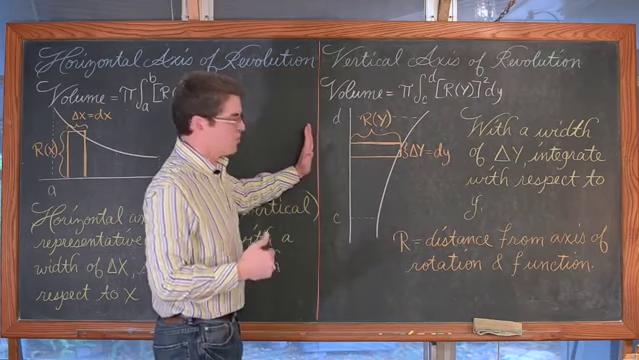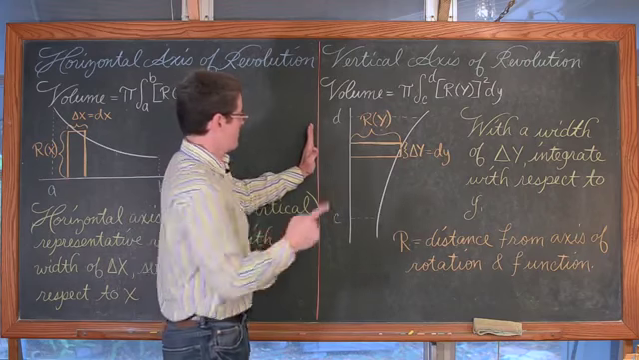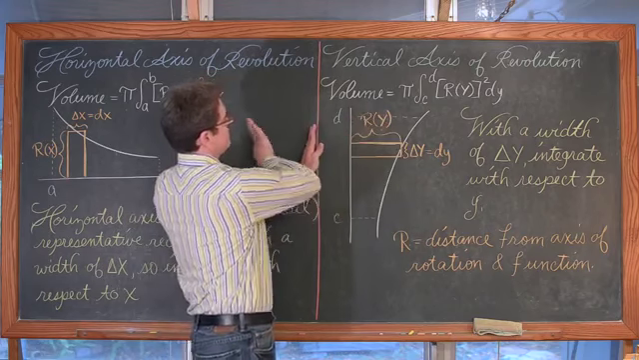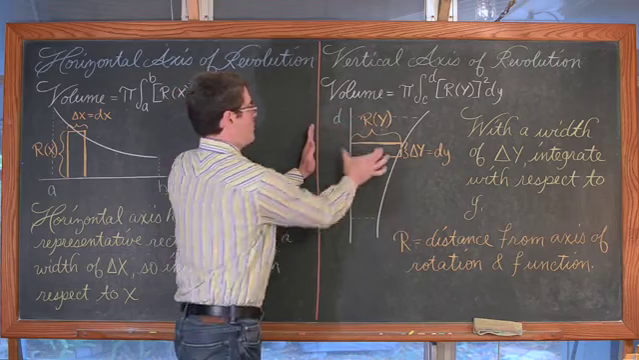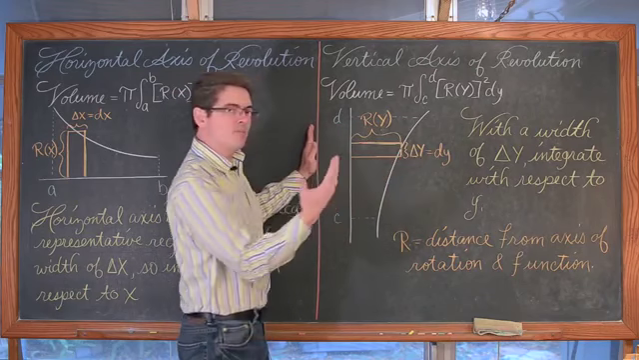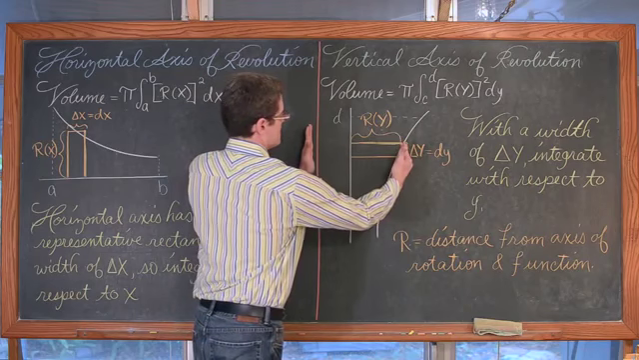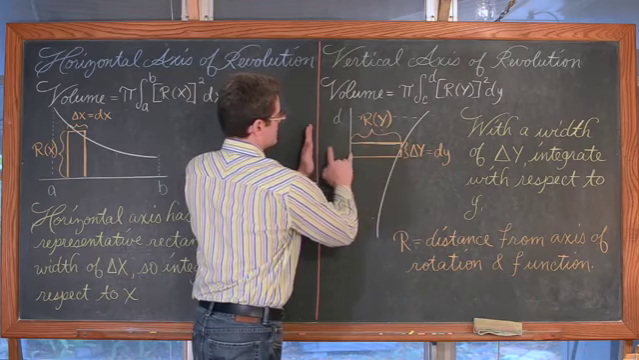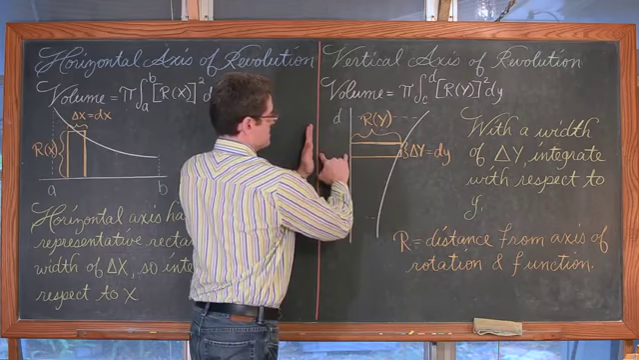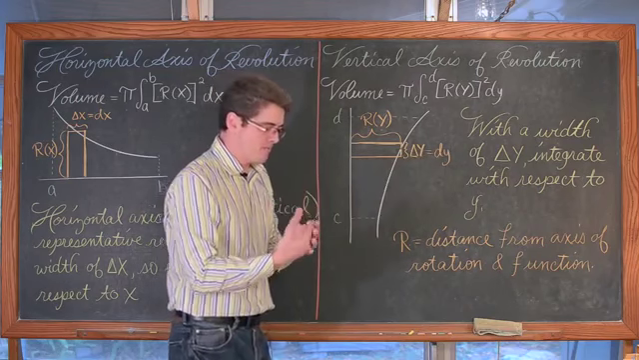But maybe if this red line is the axis of revolution, then as I rotate this plane region around, I'm going to have a hole. Well, that radius, and this is going to be a bit more of a complicated example, but I would have this overall distance here, and then I would have to subtract this distance.